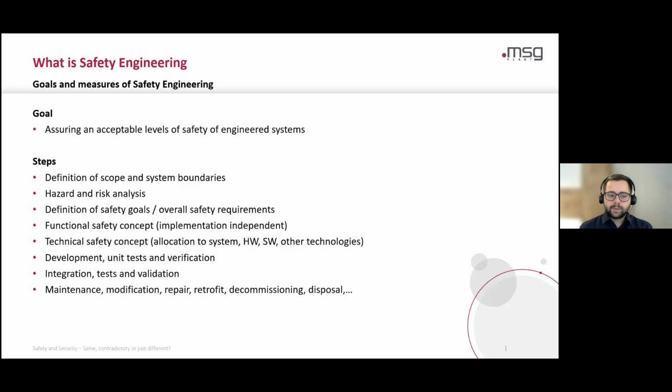What is also considered in safety engineering is the maintenance, the modification, potential repair, retrofit, or decommissioning and disposal. So the safety engineering process does not end when we validated the system, but we also at least need to consider how to maintain the system, what happens when we modify the car or the system, do we have all the documentation prepared, and so on.